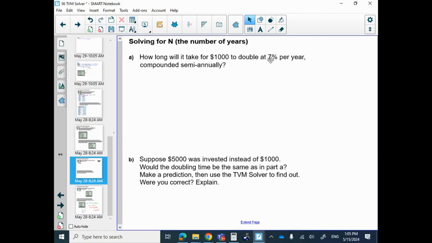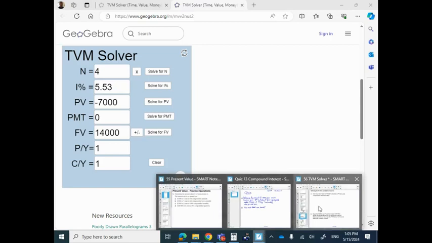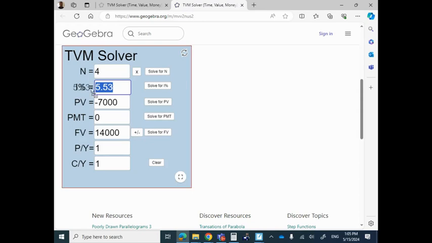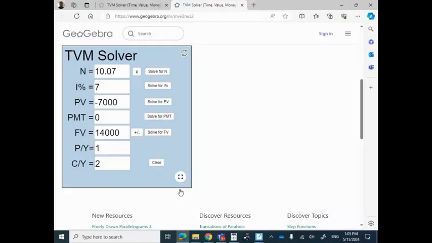So how long would it take $1,000 to double at 7% per year? We can solve for the number of years. So if we do $7,000, we want it to double. That means we can just make this be the 14,000. How long would it take to double if we have an interest rate of 7% compounded semi-annually? That'd be a 2. Okay, so we can just solve for how long. So we look and see that would be about 10 years, basically. So that's what that is telling us there, that it takes 10 years.